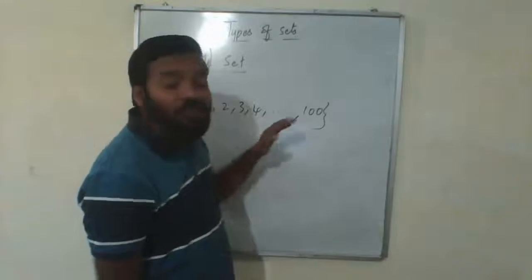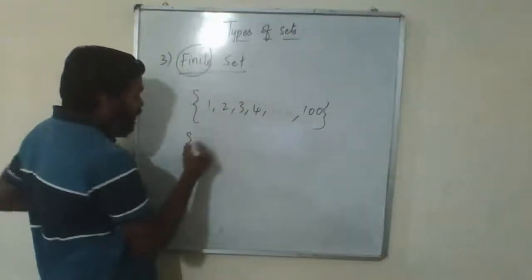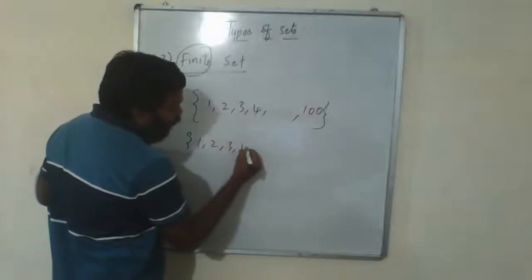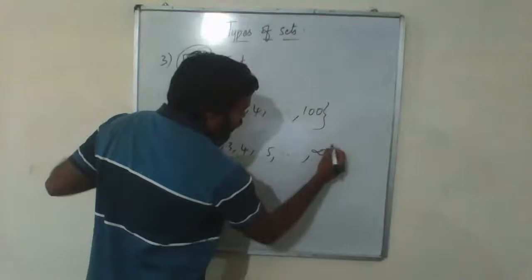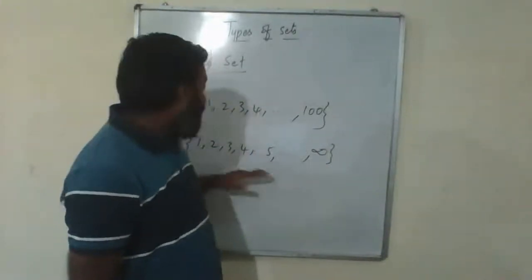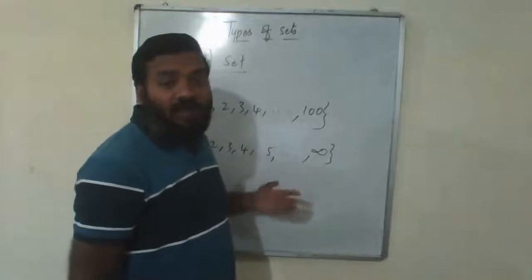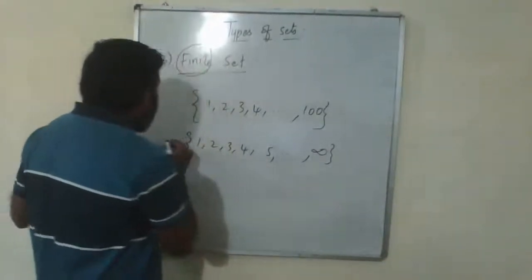If we can't count the number of elements in the set, say 1, 2, 3, 4, 5, and so on, this is the set of natural numbers. If we are given the set of natural numbers, we don't know how many elements there will be in that set. So that is an infinite set.